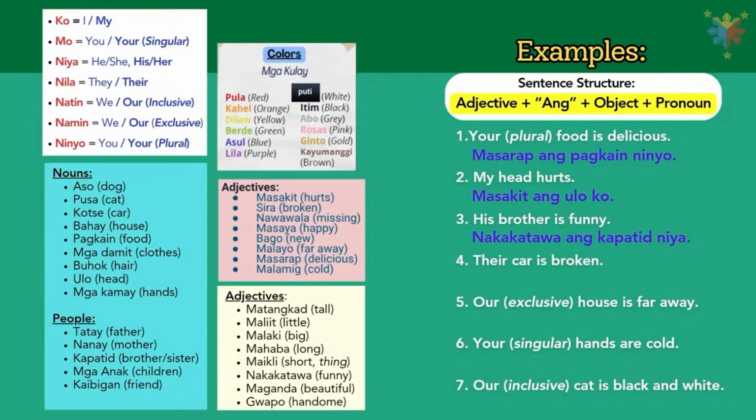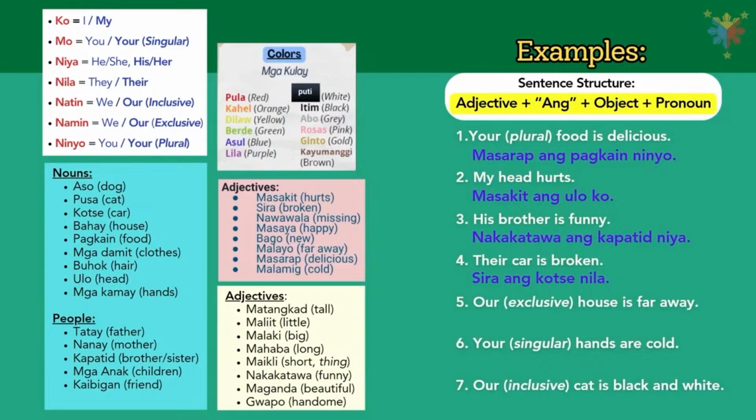Nakakatawa ang kapatid niya. So kapatid is one of those words that's gender neutral. If you wanted to be specific and say brother, this sentence is perfectly fine, but you could go further and say, nakakatawa ang kapatid na lalaki niya. Or nakakatawa ang kapatid niya na lalaki. But usually you can just say, nakakatawa ang kapatid niya. Number 4, their car is broken. Sira ang kotse nila.